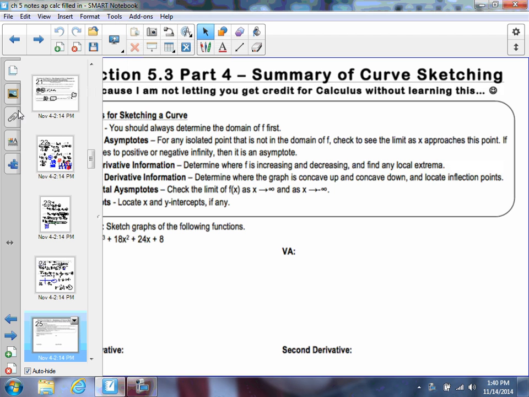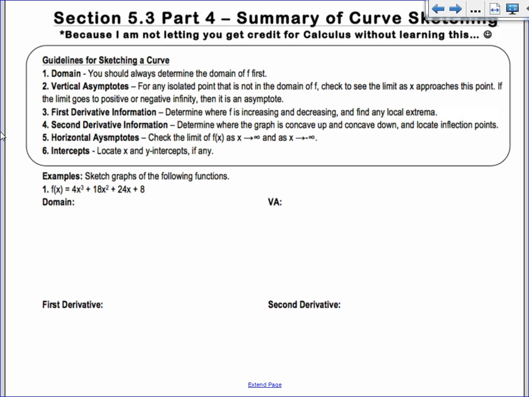Section 5.3 part 4 is kind of putting it all together. So it's the summary of curve sketching. Okay, so we're going to go all the way through these problems. I know, it's a lot.